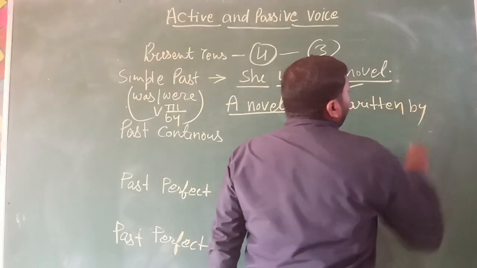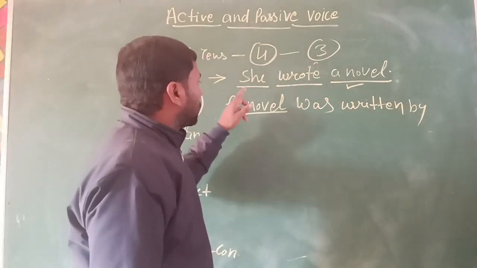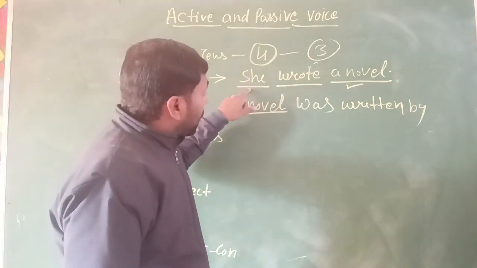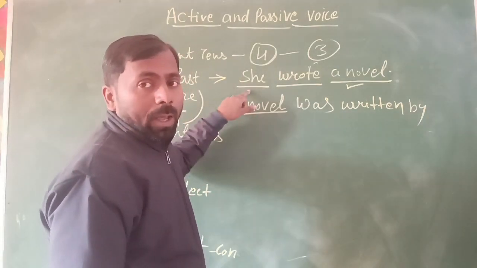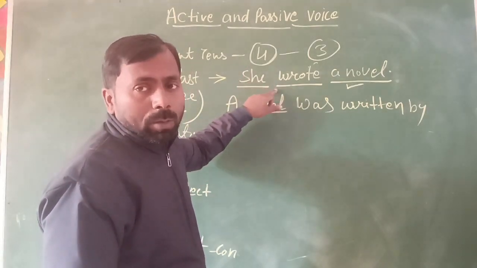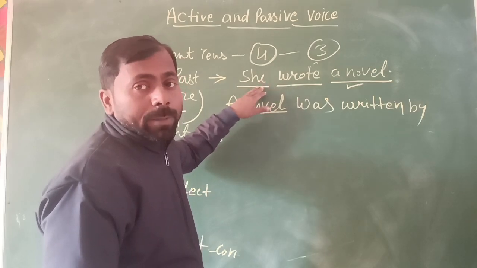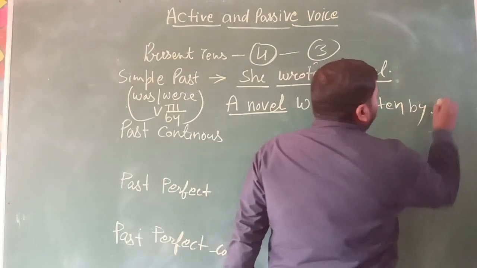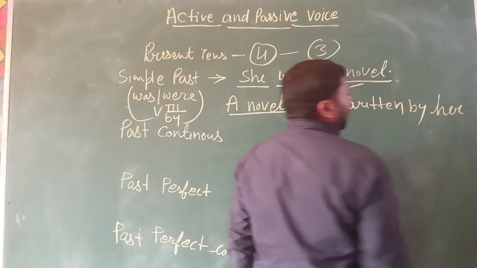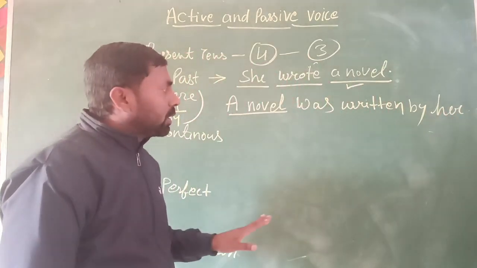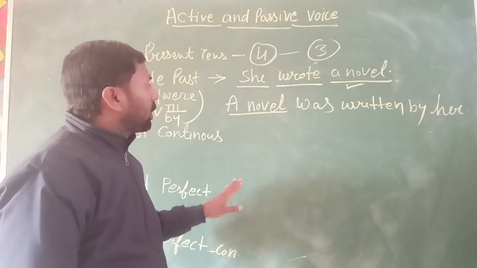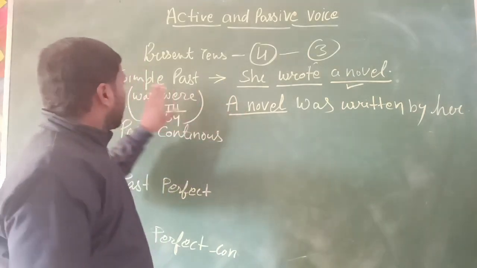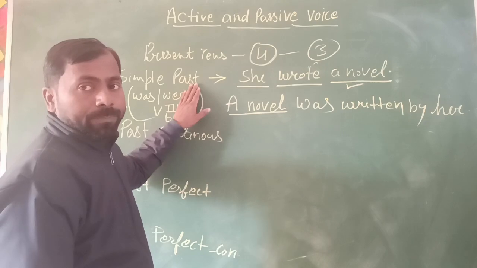You can write here by. Okay. Subject is she. Here is the subject she. She is the subjective noun. And when it transforms into the object, then it will be her. So after the by agent, you can add her. So this is the simple process to change the active voice into the passive voice of the simple past tense.